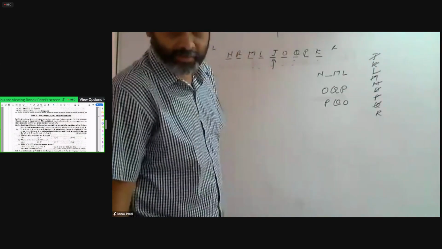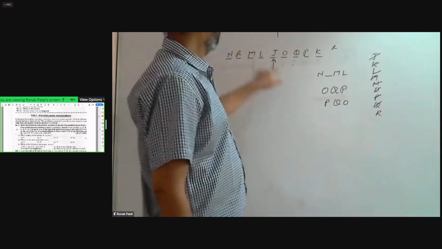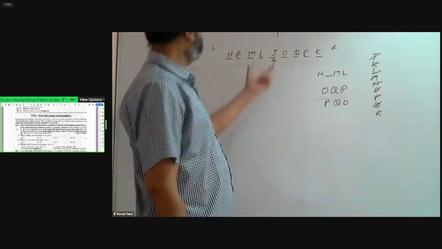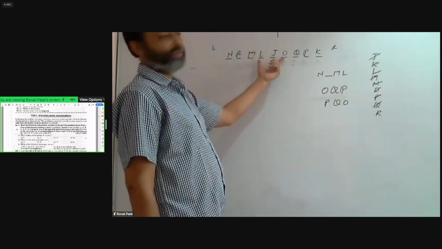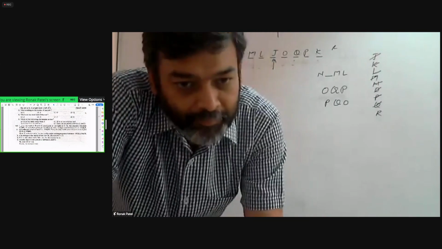Second option, M is at one extreme, wrong. R and P are neighbors. No, R and P are not neighbors. And there is one person between L and O. Yes, there is one person between L and O. So the fourth statement is correct. Hope everybody understood, right?